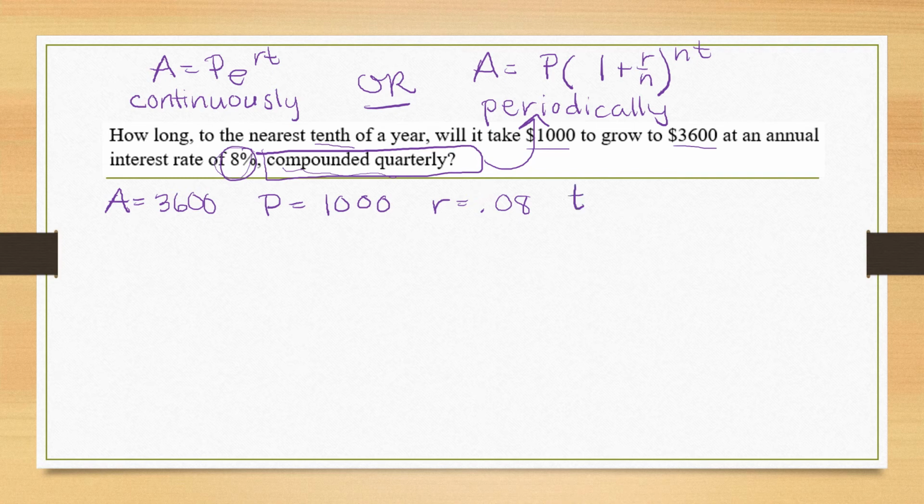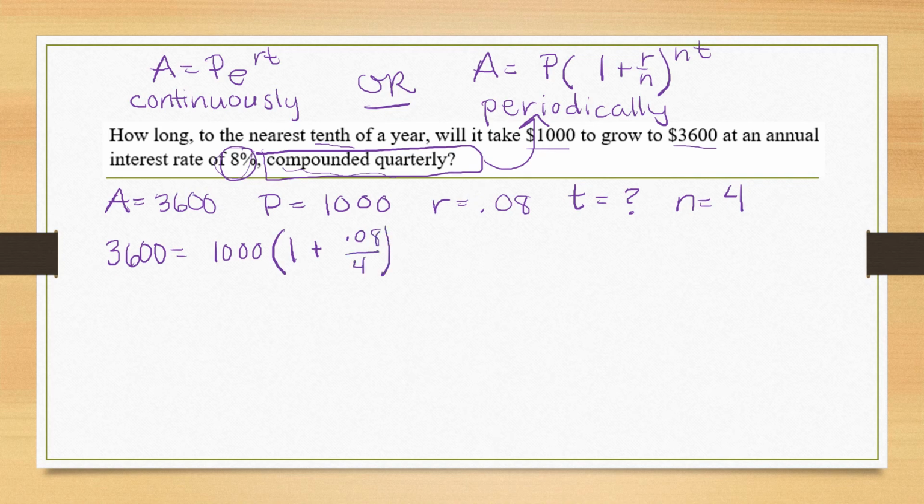And t is the time in years. Oh, well, that's what they're asking us for. So that's our big question mark. And we have n, which is compounded quarterly. So that's 4 times a year. So n is 4. So let's build this equation. 3,600 equals 1,000 times 1 plus 0.08 over 4, raised to 4t. All right, we've got to get that t all by itself.